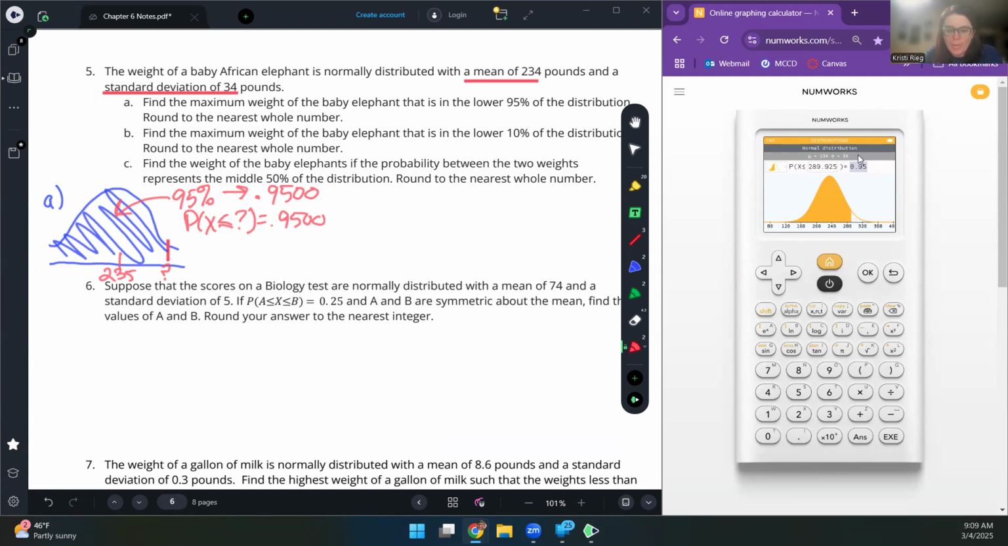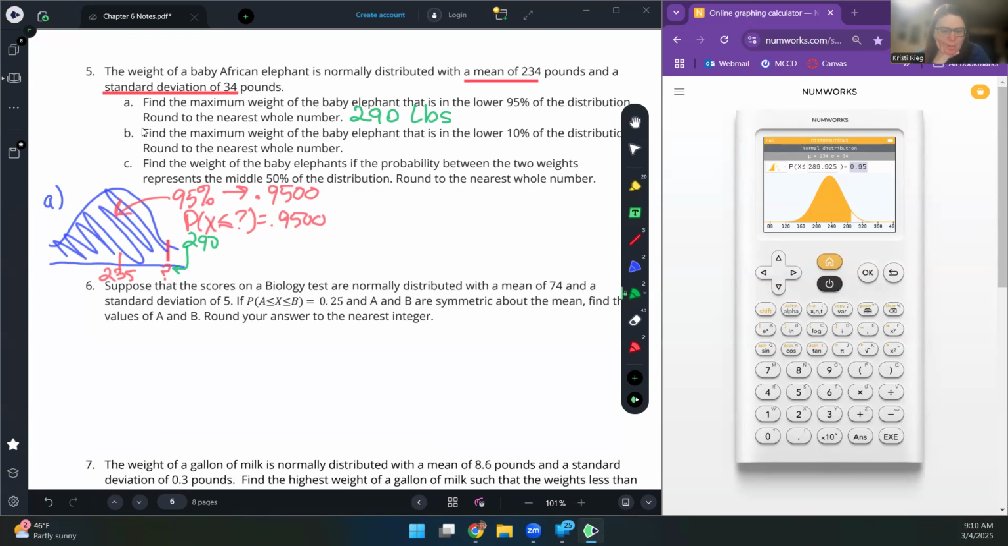now we have our weight, and it does say to round to the nearest whole number. So for A, we can see 290 pounds. So this value that we just found out right there is 290. So our answer is 290 pounds.